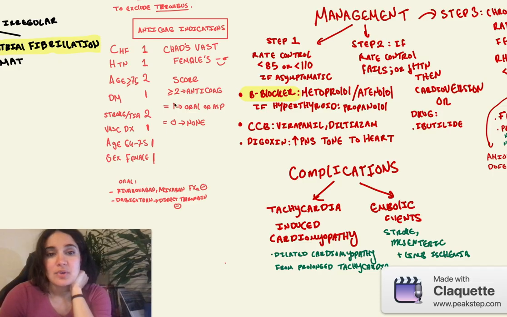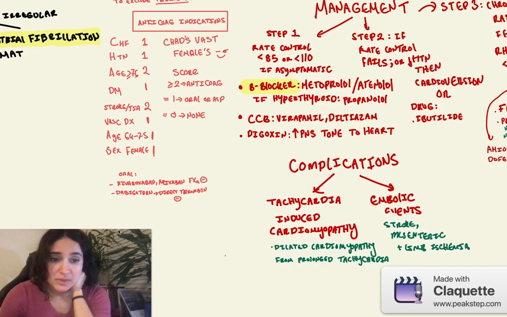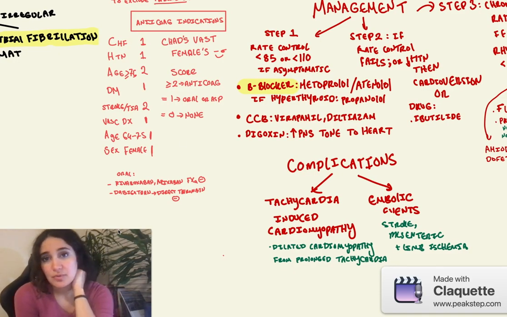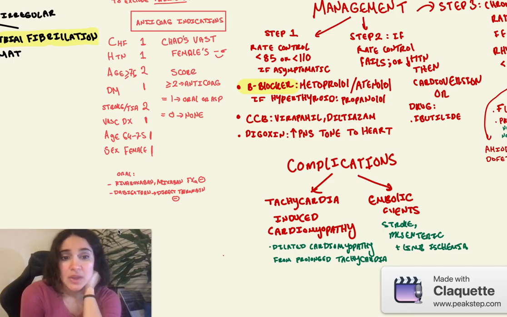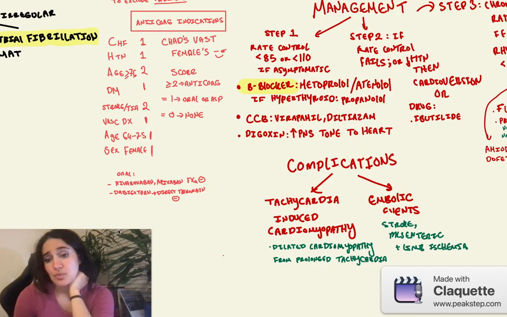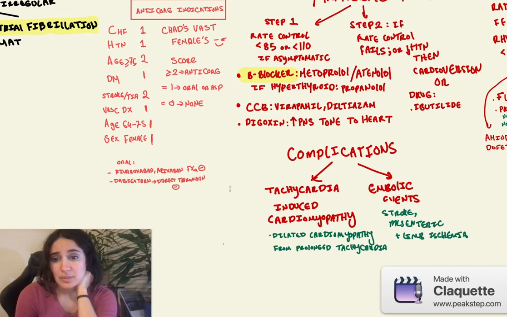All right, so if you get over 2, then you anticoagulate. And 1, you do oral anticoagulant or aspirin, or really clinical judgment. It depends. And then if 0, you don't anticoagulate. So oral options are rivaroxaban, apixaban. Those are both factor 10 inhibitors, or dabigatran. That's a direct thrombin inhibitor. And of course, warfarin is another option.